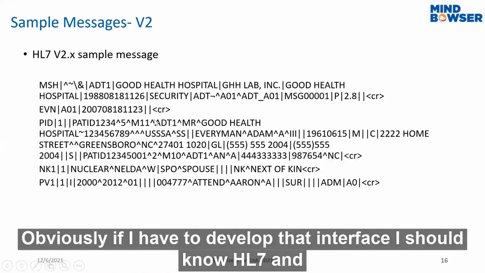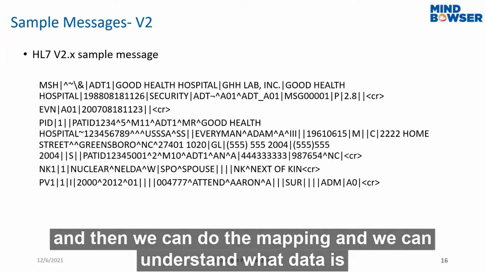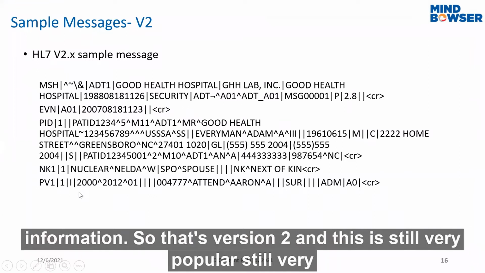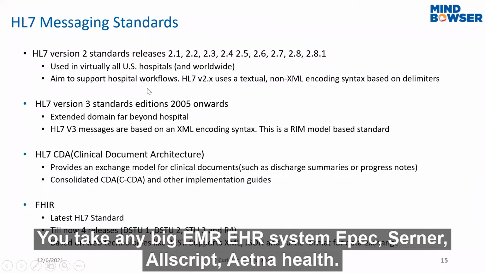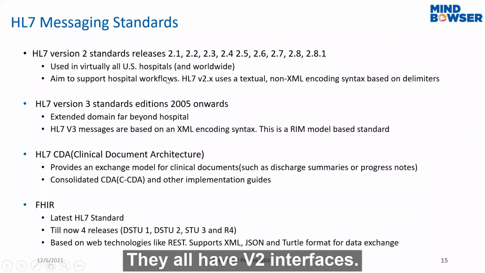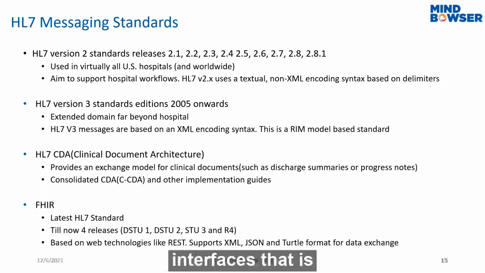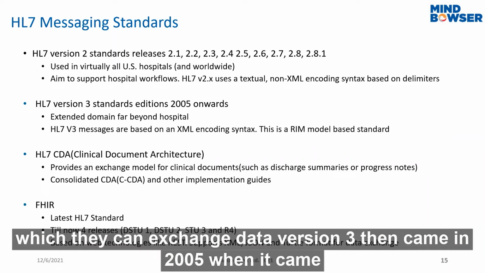Obviously, if I have to develop that interface, I should know HL7, and then we definitely have to have a technical team, and then we can do the mapping and understand what data is coming where. There are even open source APIs available to parse this information. Okay, so that's version 2, and this is still very popular. You take any big EMR EHR system, Epic, Cerner, Allscripts, Athenahealth, they all have V2 interfaces. So you might have heard this word V2 interface or interfaces. That is nothing but communication. You set up something between two systems through which they can exchange data.